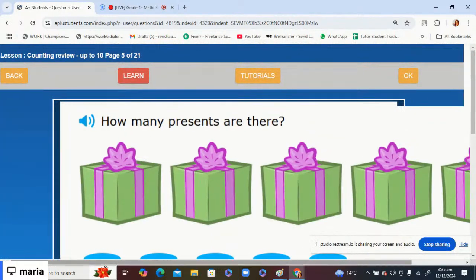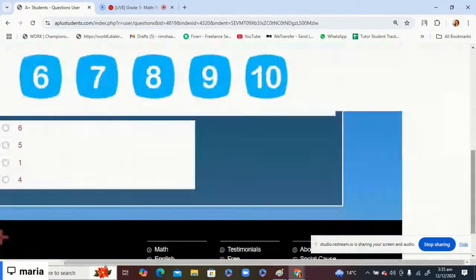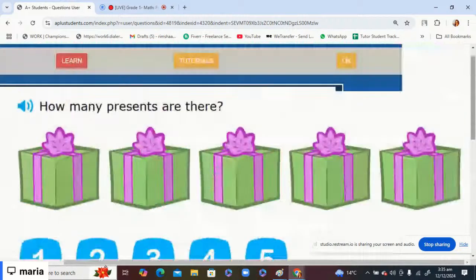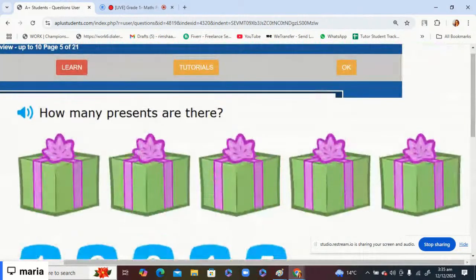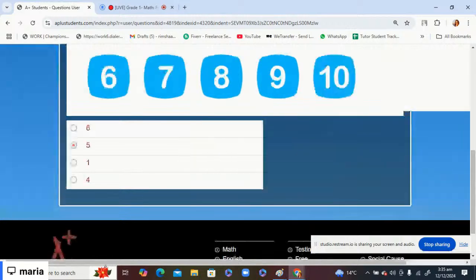So how many presidents are there? Options are given: 6, 5, 1, or 4. Count the number of presidents and then tell me. It's 1, 2, 3, 4, and 5. Okay, these are 5.